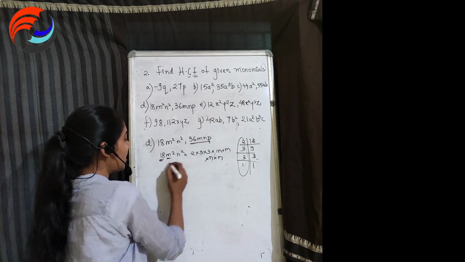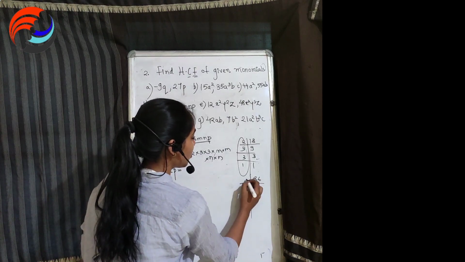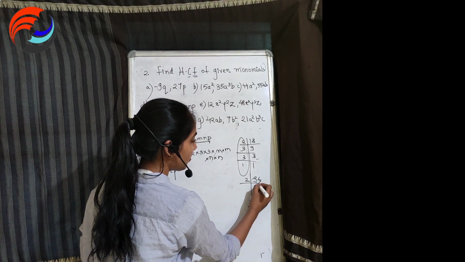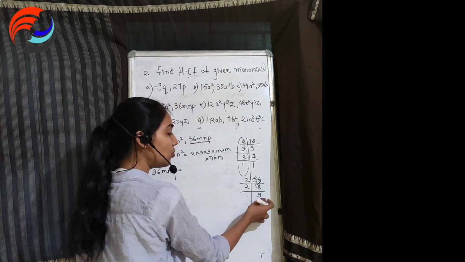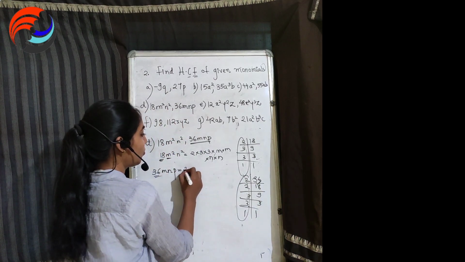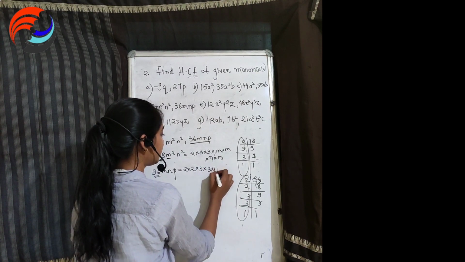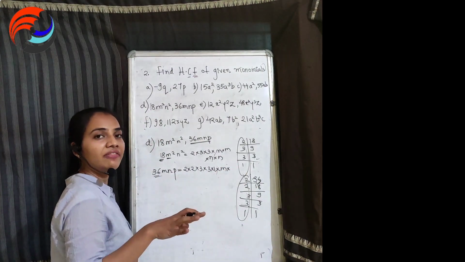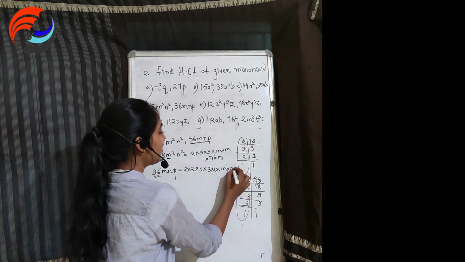So now 36 m n p. 36, first divide by 2. 2 18s are 36, then 2 9s are 18. We can't divide 9 by 2, so go for 3. 3 3s are 9, 3 1s are 3. Here take 36 as 2 multiply 2 multiply 3 multiply 3. M, n and p have one power, so all will appear only once. Just give the multiplication sign, so m multiply n multiply p.